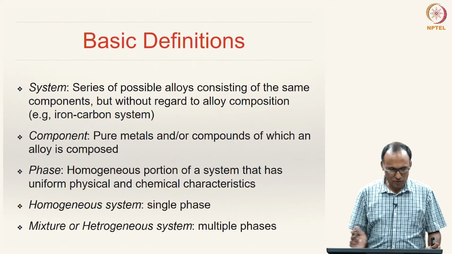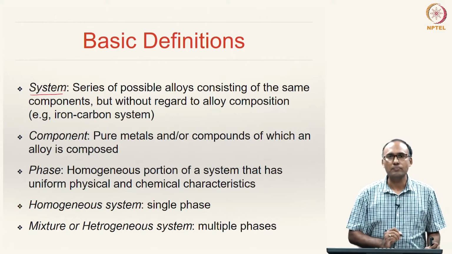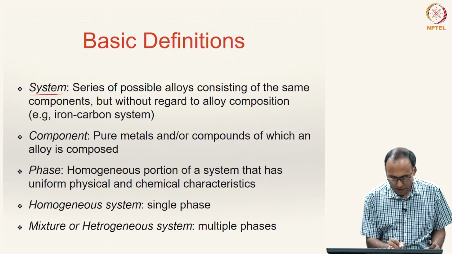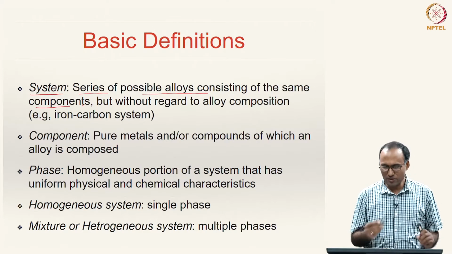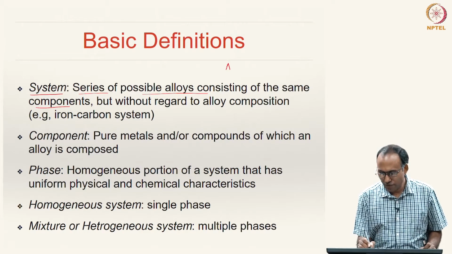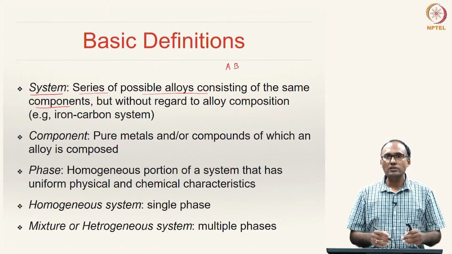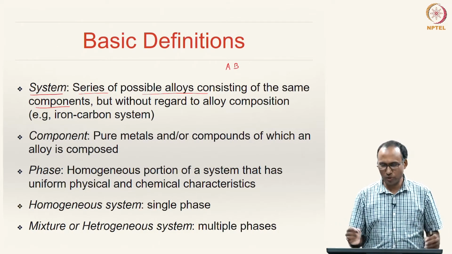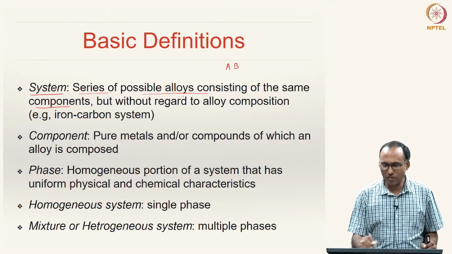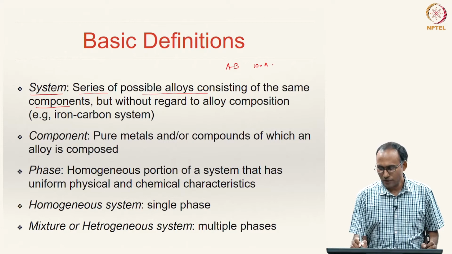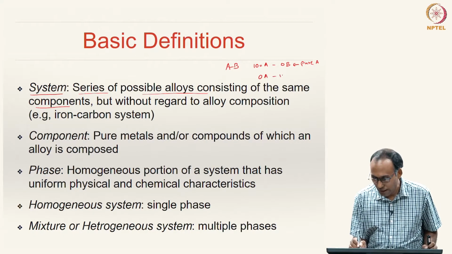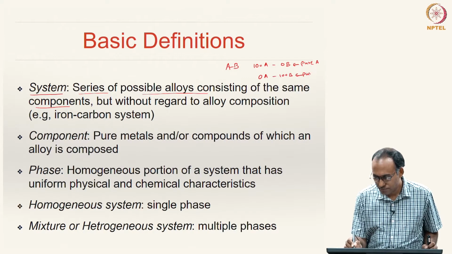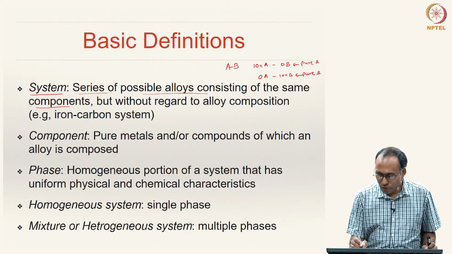So, the basic definitions. First of all we need to understand what we mean by a system. A system is nothing but a series of possible alloys consisting of the same components, which means if you have an alloy made of A and B, there are different kinds of possibilities, right. What is the weight fraction of A and what is the weight fraction of B? You can have 100 A, 0 B, which is pure A, that means 100% A and there is no B, and you have 0 A, 100 B, which is pure B, and in between you can have all combinations.